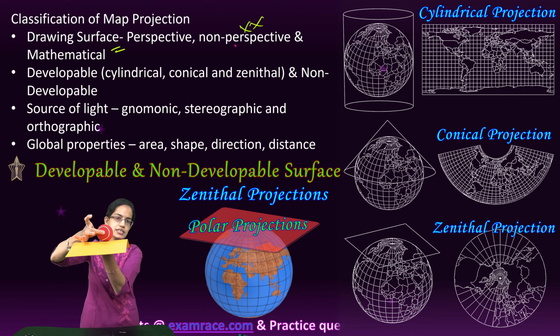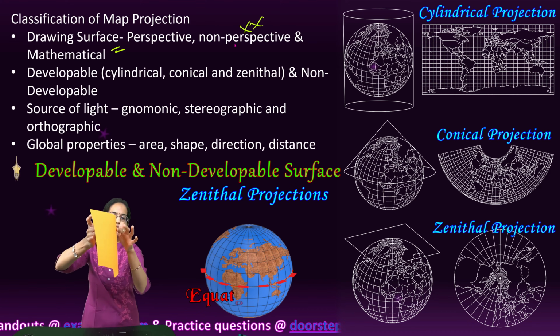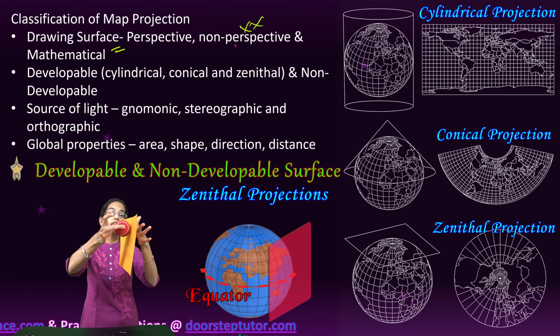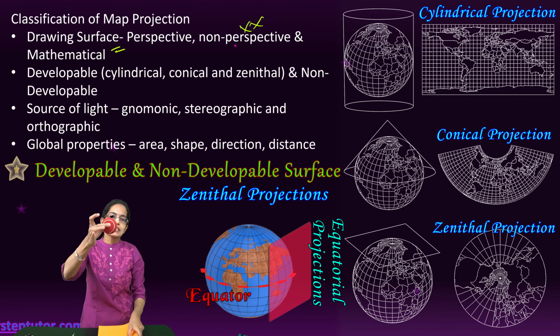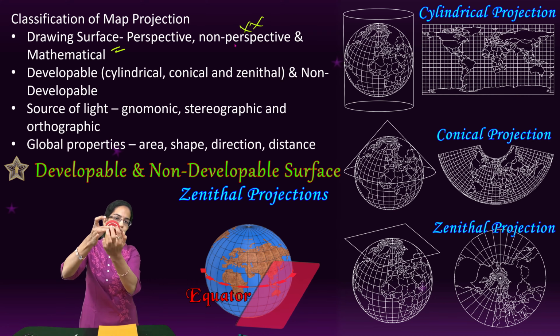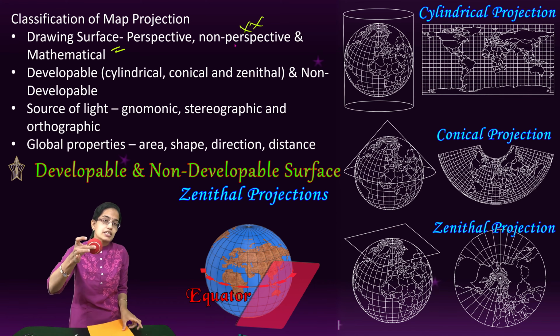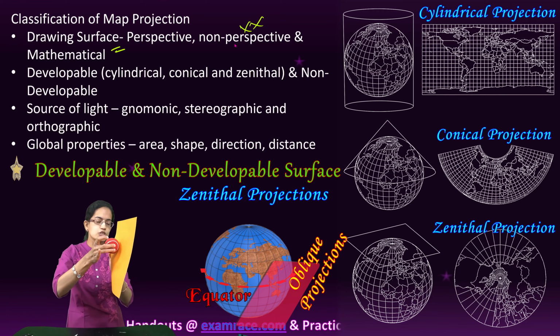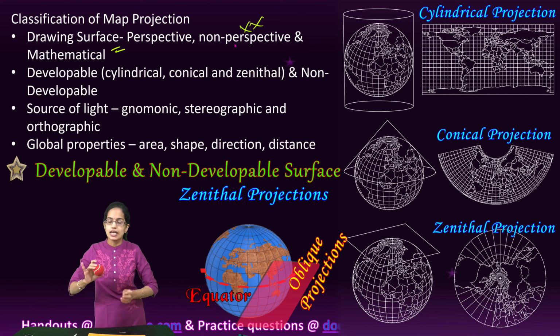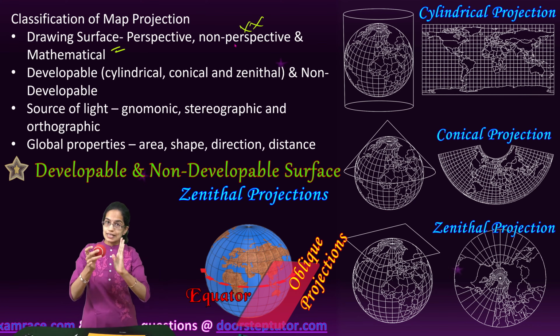Now where my fingers are now is the equator. If this sheet of paper touches here, it becomes an equatorial projection, and when the sheet of paper touches somewhere between the equator and the pole, that is this region, this becomes an oblique projection. So there are three kinds of further projections that we can understand from the zenithal projection.